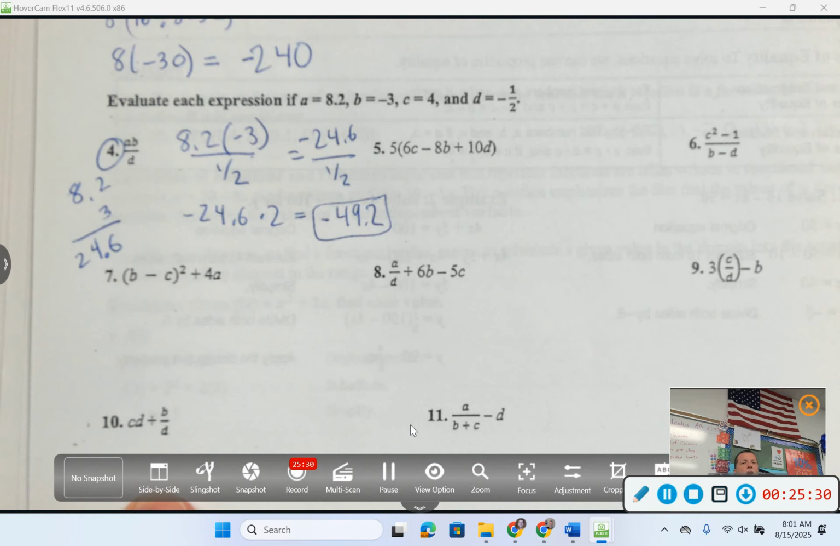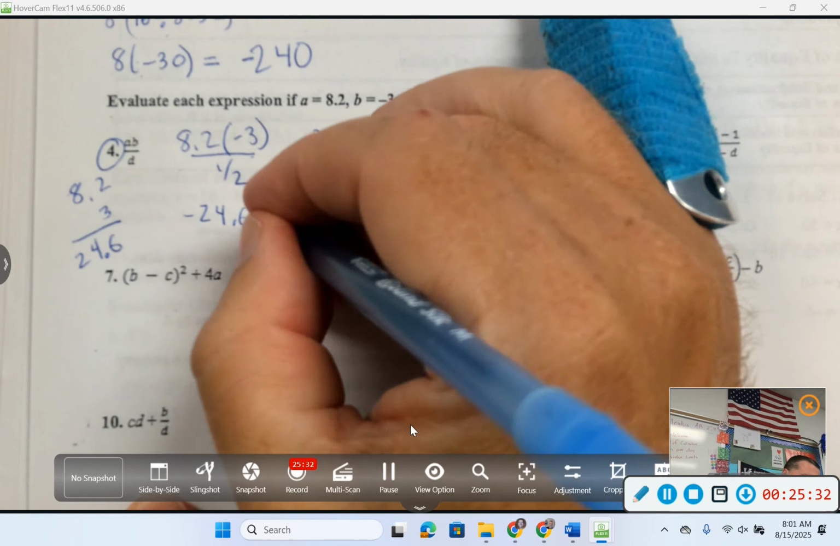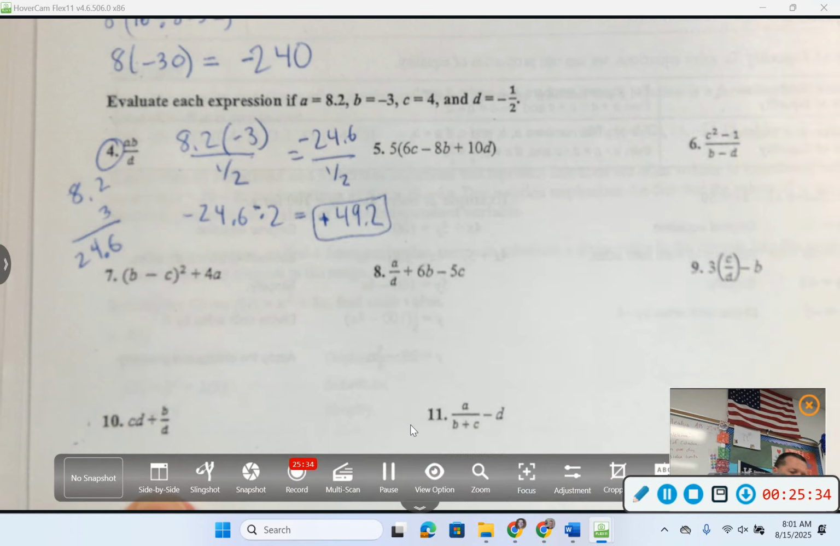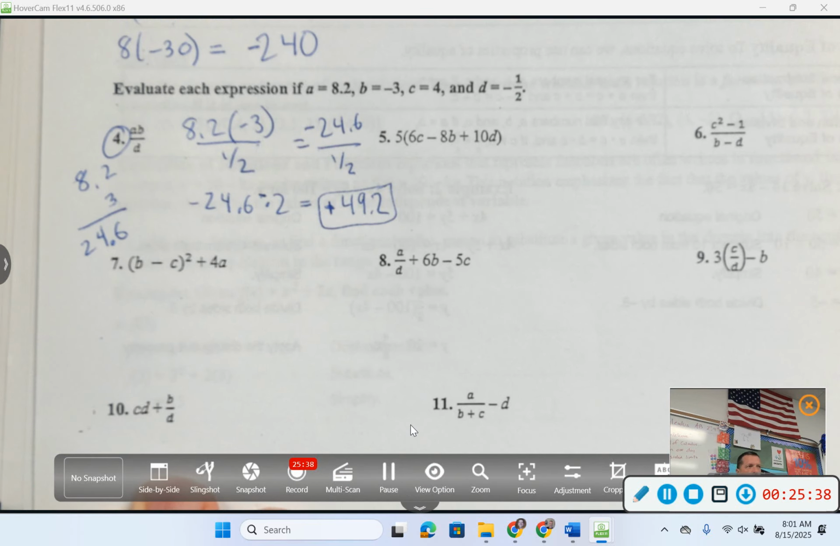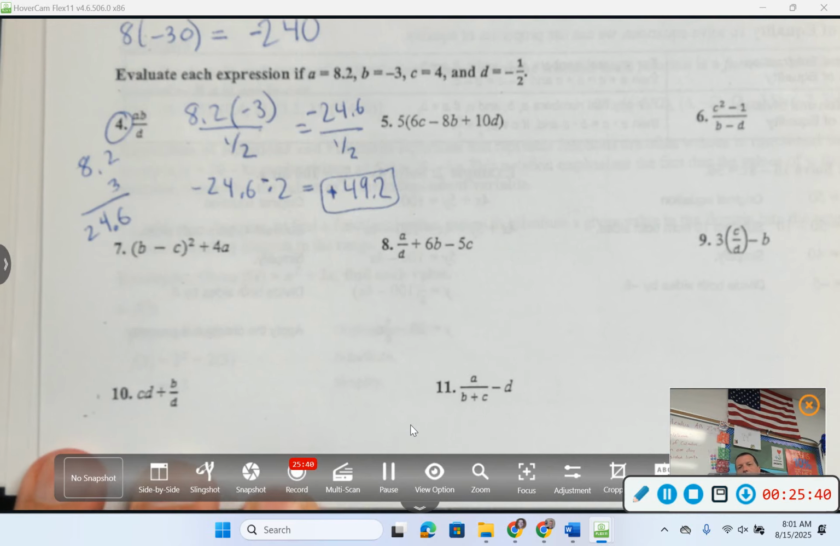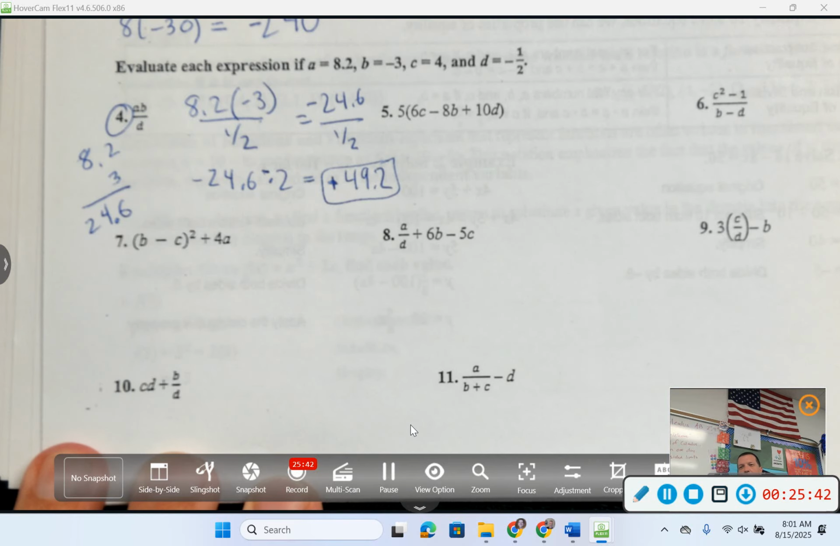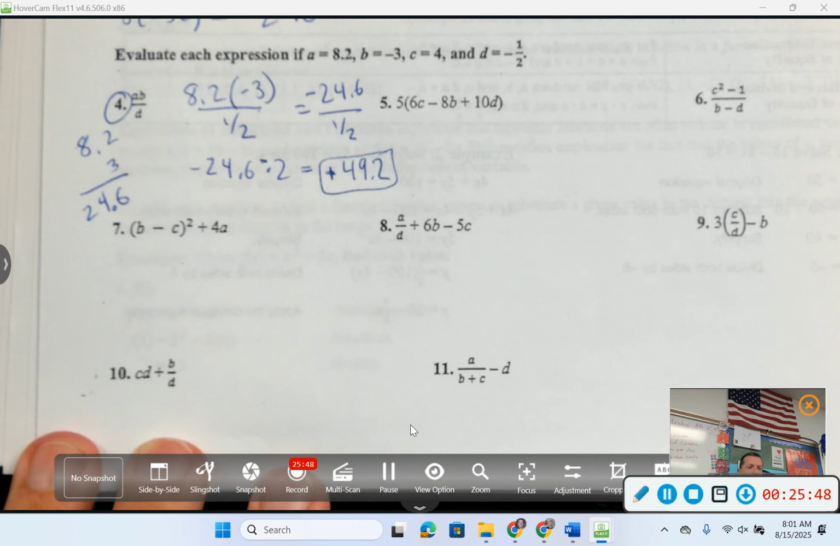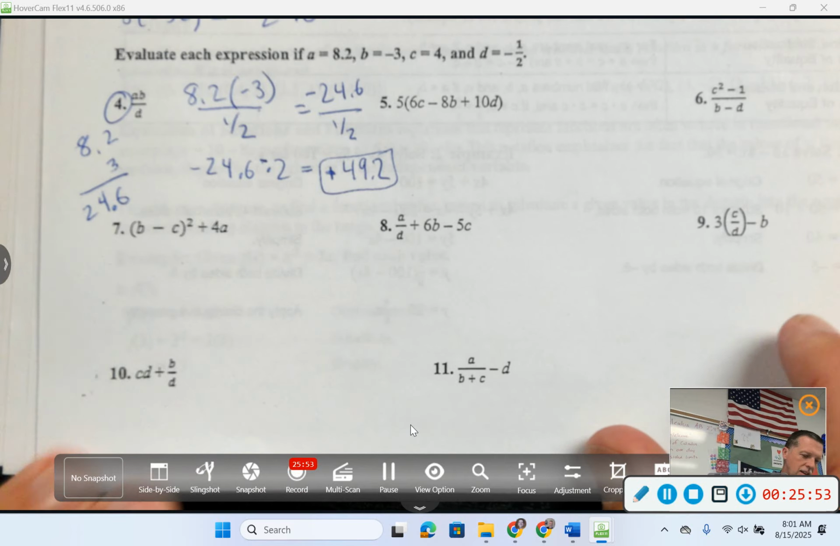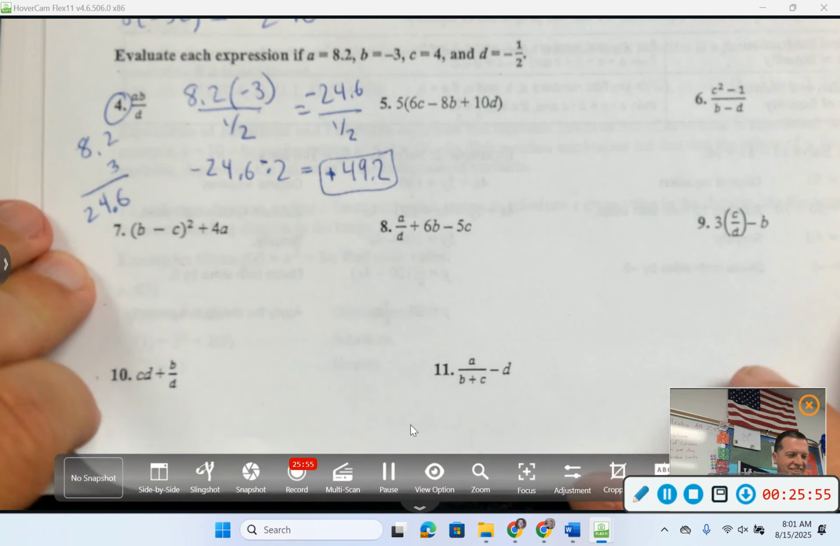Oh, yep, you're right. Good catch. Thank you. I could claim to make mistakes on purpose to see if you're paying attention, but I don't do that. I make enough mistakes on my own. So please pay attention and please call me out if I mess something up. The rest of those are kind of the same thing. Just plug things in and see what you get.